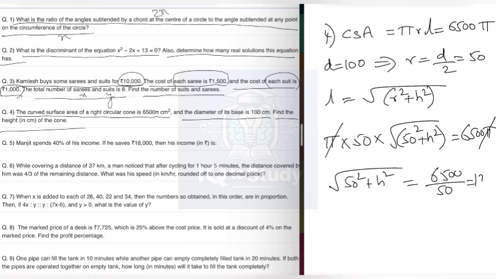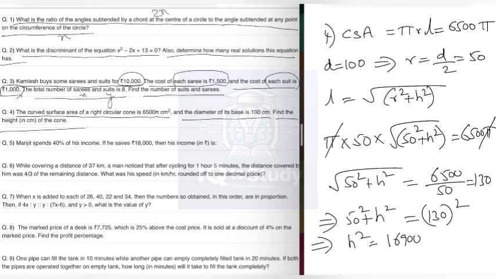which is equal to 130, and 50 square plus h square is 130 square, which implies h square is equal to 16,900 minus 2,500. That means h is square root of 14,400, which is equal to 120 centimeters.